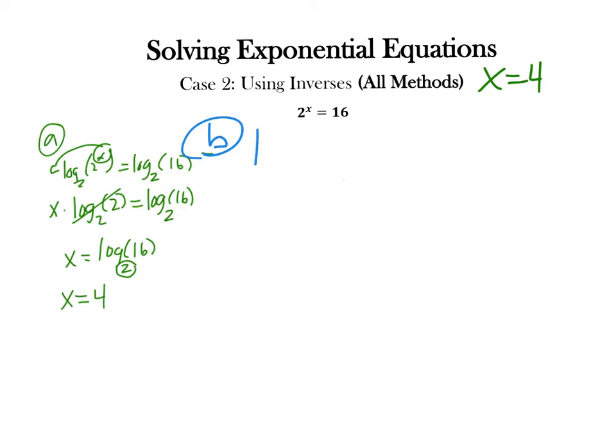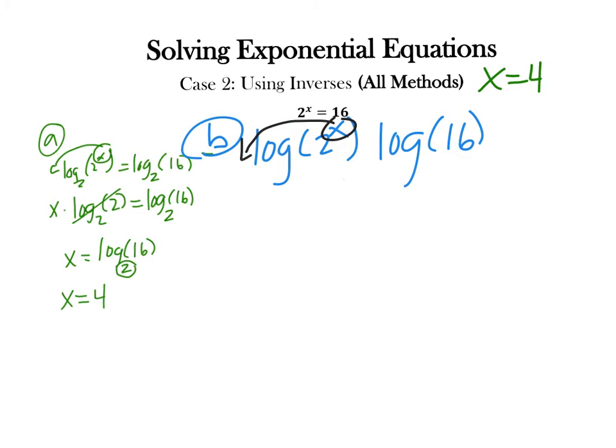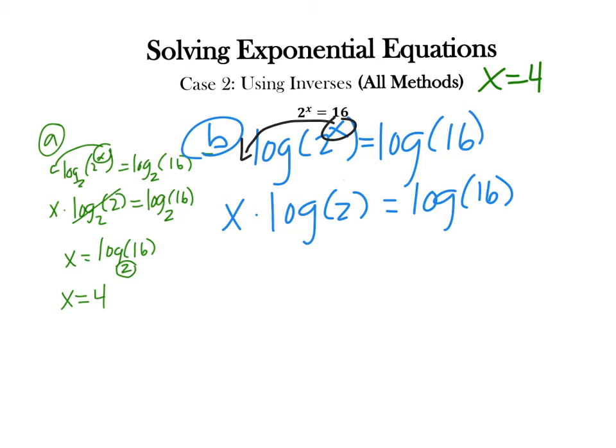So if I take the log of the left and the log of the right, technically this is base 10, we can still use the power rule, where we can bring this exponent to the front. The power rule works anytime you have a log. So if I move it to the front, I have x times log of 2 equals log of 16. Now, to solve for x, since we're multiplying here, the inverse is to divide both sides by log of 2.